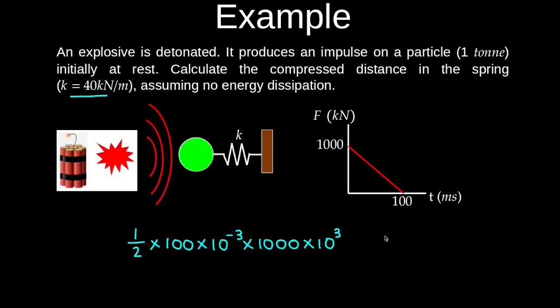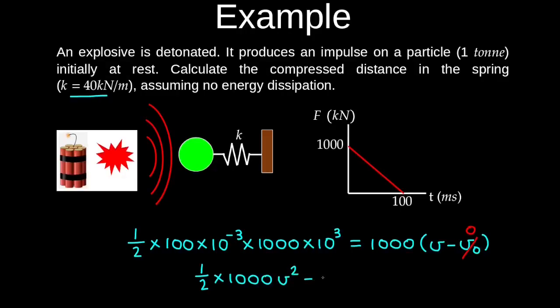And this impulse is equal to the change in momentum of the particle, which has a mass of 1 ton, by the change in velocity. So because it's at rest, v0 is 0. And then once you solve for the velocity, we apply the conservation of energy, which is the kinetic energy minus the energy dissipated, which may be due to the explosion damaging the mass, and this kinetic energy is converted into elastic potential energy to compress the spring.